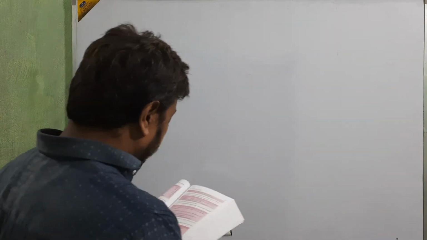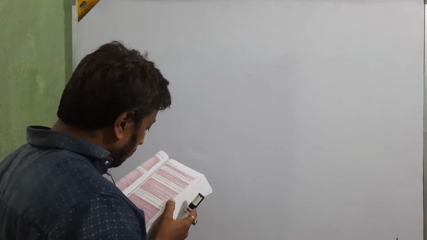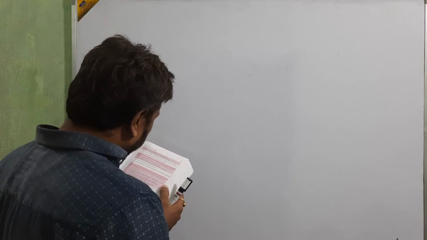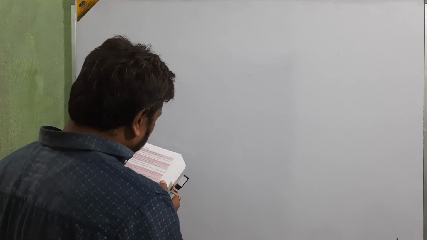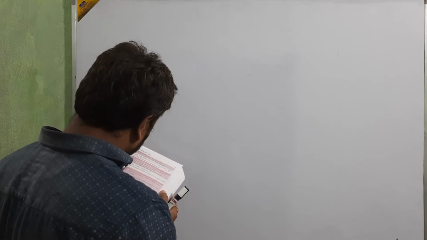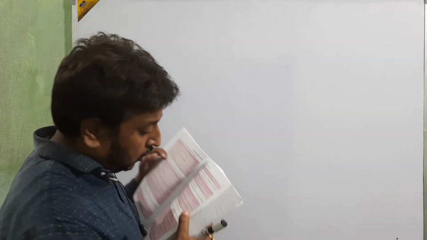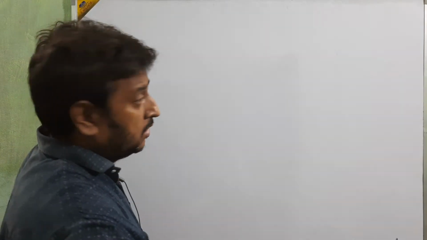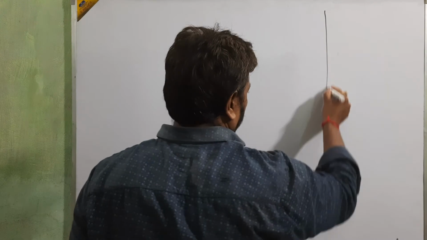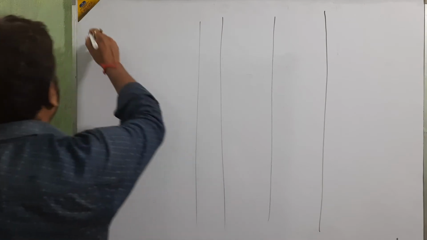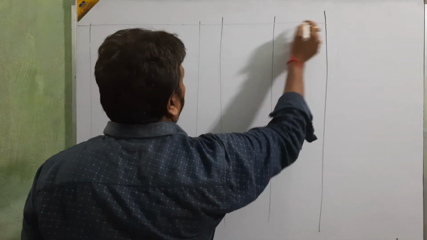Okay, just see question number 7. Sold goods to Mohan at the list price of rupees 2 lakh at a trade discount of 20%. We are going to sell to Mohan. Make the pro forma. Okay.